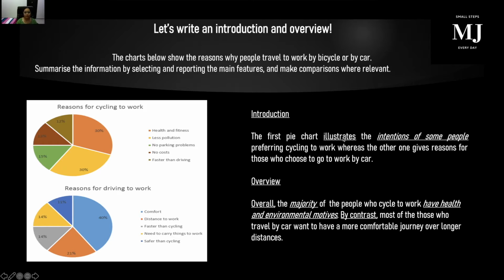Got it? The first pie chart illustrates, which is another word for show, the intentions, the reasons, well paraphrased, of some people preferring cycling to work, whereas, another comparative device, the other one, that means the other pie chart, gives reasons, gives is another way to paraphrase show, for those who choose to go to work by car. Okay, the first pie chart illustrates the intentions of some people preferring cycling to work, whereas the other one gives reasons for those who choose to go to work by car, driving paraphrased.